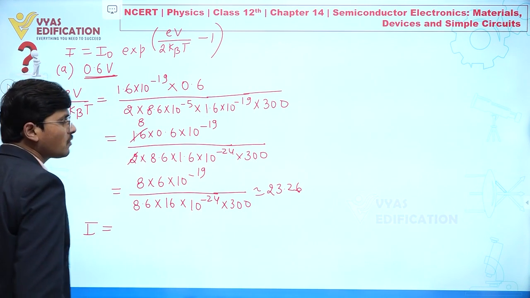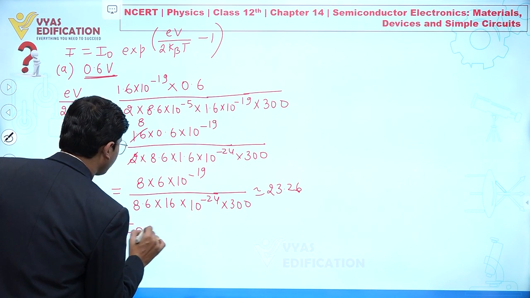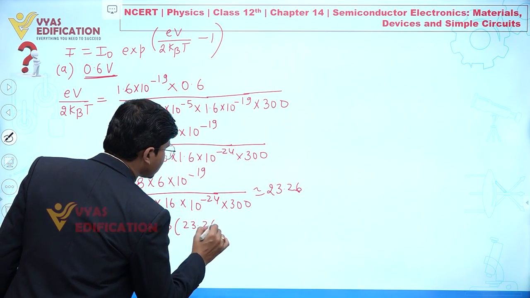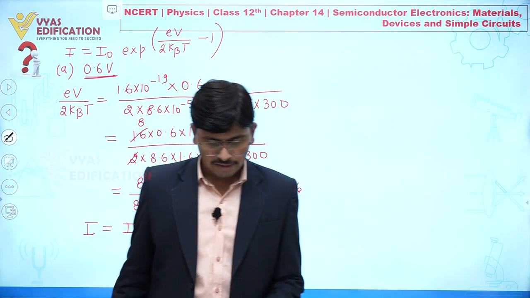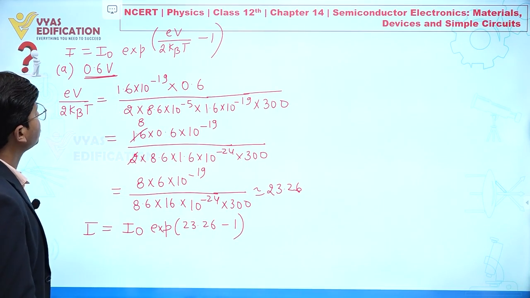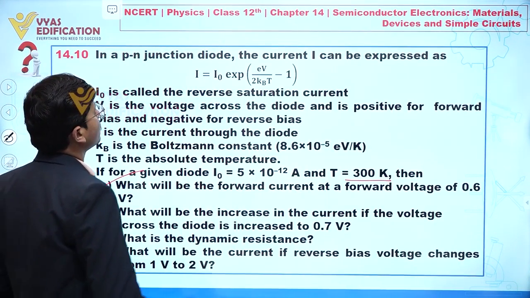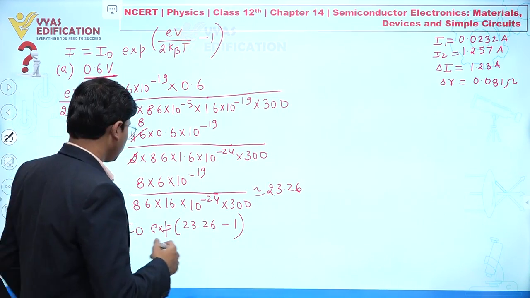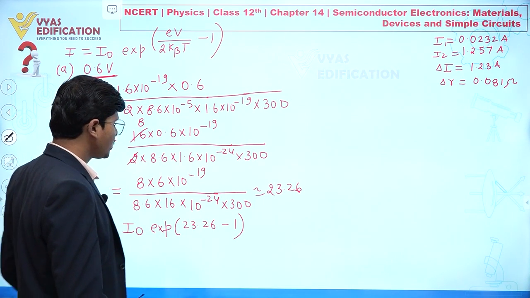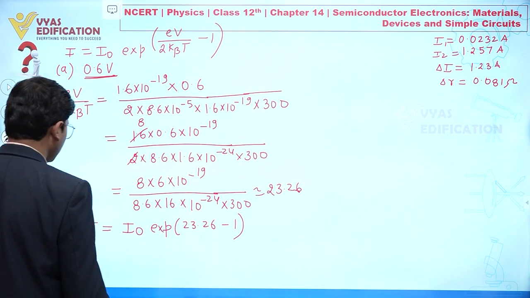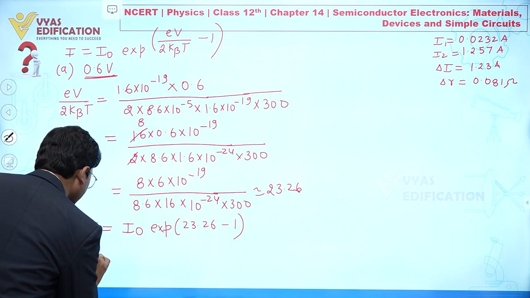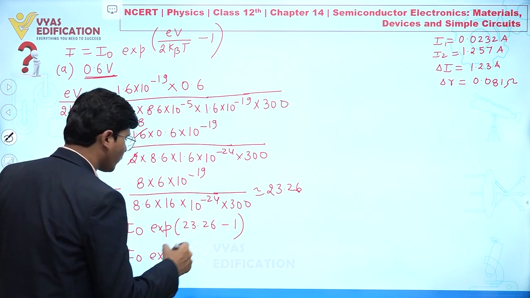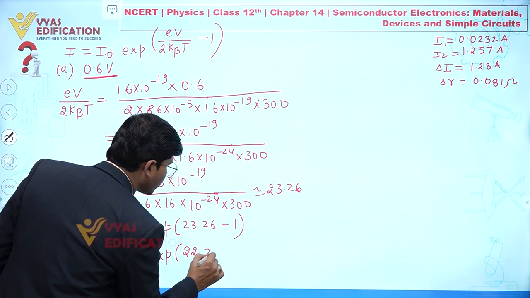Yes. Now I equal to I naught exponential power 23.26 minus 1. Can we write like this? No, actually this is exponential and we can say this is power minus 1. So now we can say I equal to I naught exponential 23.26 minus 1. So now you can also write it like this, I equal to I naught e to the power 22.26.